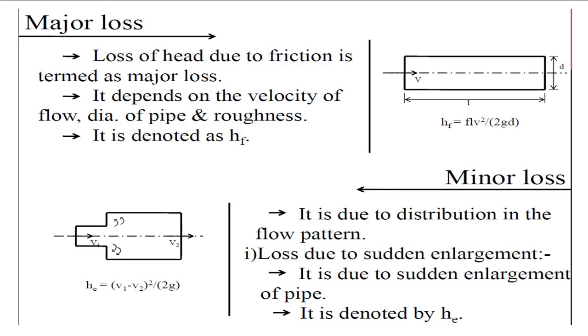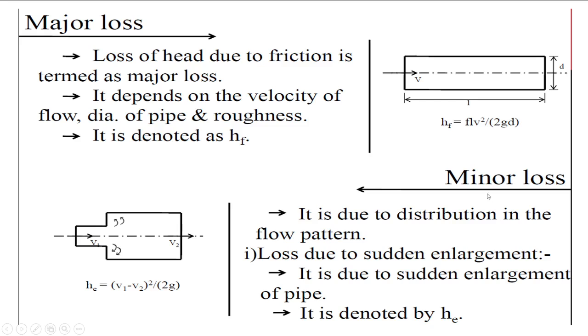So, major loss. Loss of head due to friction is termed as major loss. It mainly depends on the velocity of flow, diameter of pipe and the roughness, and it is denoted by h_f. So the equation for head loss due to friction is h_f = f L V² / 2gD. Here f is the friction factor, and if we are provided the coefficient of friction, then this equation becomes h_f = 4 f L V² / 2gD.